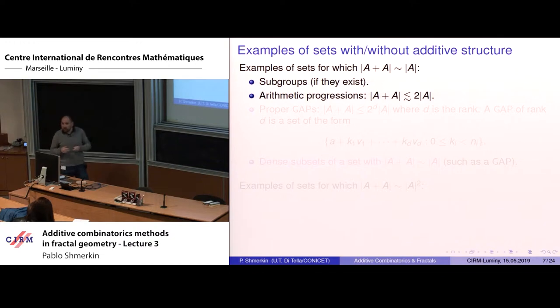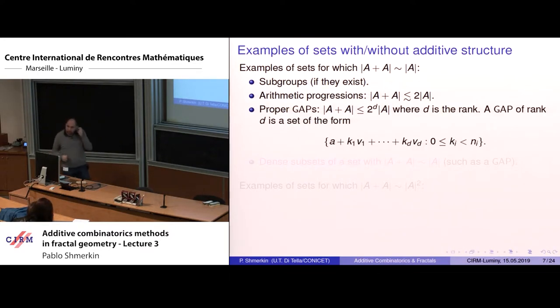So what comes very close to a subgroup is an arithmetic progression, so a long arithmetic progression. If you have a long arithmetic progression and you add it to itself, well, we double the size, but if A is very large, doubling the size is almost making no change. So this is the simplest example.